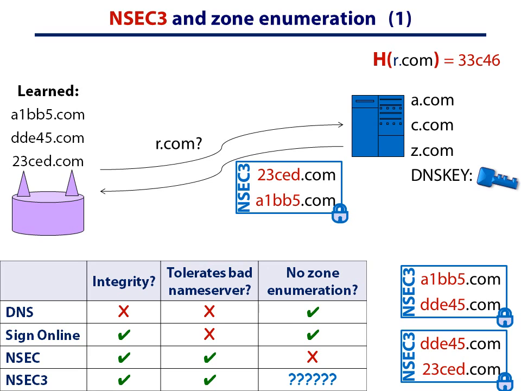So what the zone enumerator in this case has learned is all of the hash values in the zone, but he hasn't actually learned all the names in the zone like he was able to do with NSEC itself.